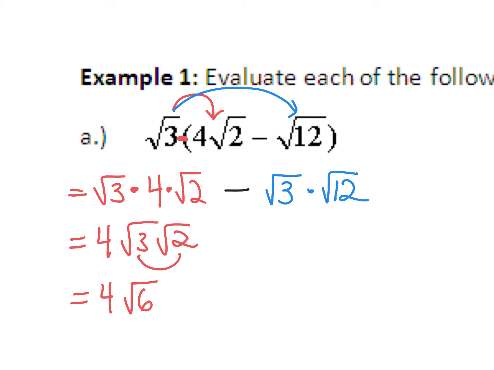And then I'll bring down my minus. And then the square root of 3 times the square root of 12. What would that be? Square root of 36, right? Oh, that's nice. That's a perfect square. Square root of 36, that's just 6. Can I subtract these things? No. Oh, I heard a no. What do you think, Royce? You can subtract the 4 from the 6. The 6 and the 4.